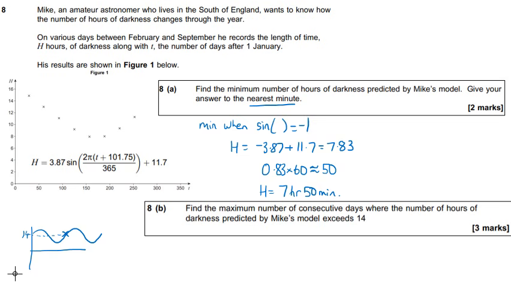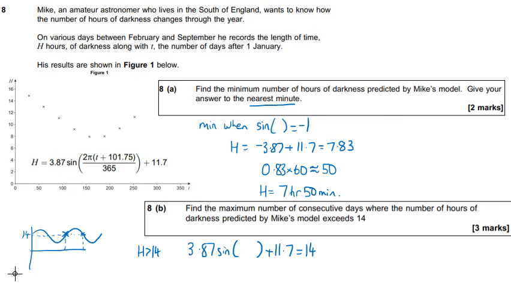then we need to go over the top of that peak to the next point where it's equal to that. So what we need to do is find two consecutive values of t and find the difference between them. So we just have to solve the equation for t, but the equation is that h is greater than 14. So we need to solve the equation 3.87 sine, I'm not going to write the whole bracket out, plus 11.7 equals 14.